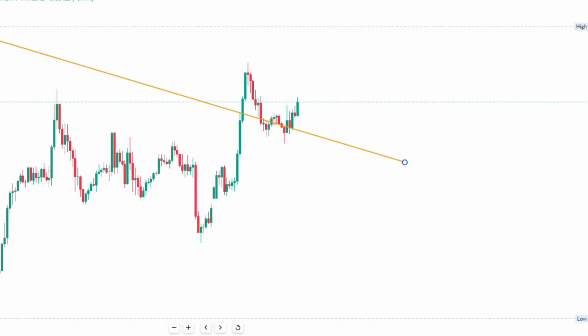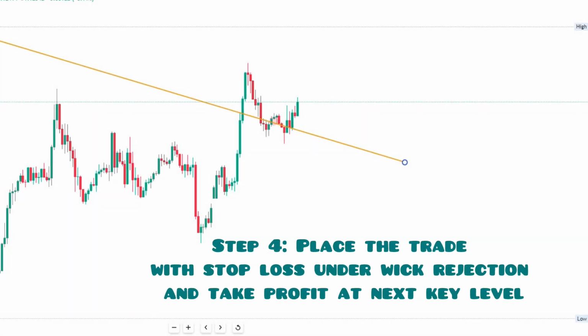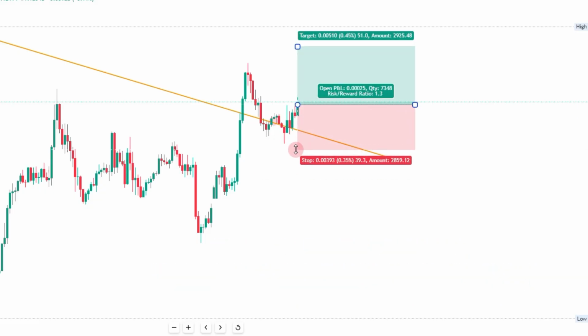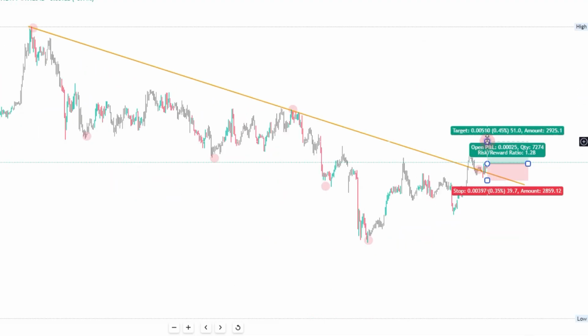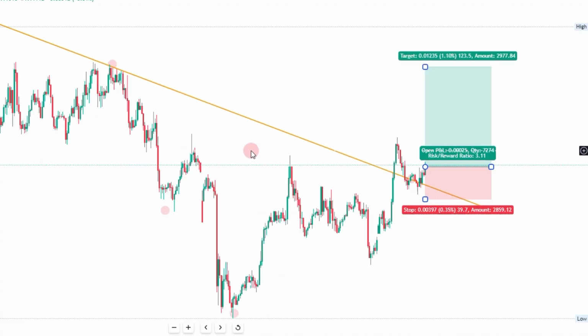And what you can do now is basically you can place your long position here. Your stop will be below your pin bar, and of course you're aiming for a 1 to 3 position, right? Not too greedy. 1 to 3, right? Good.